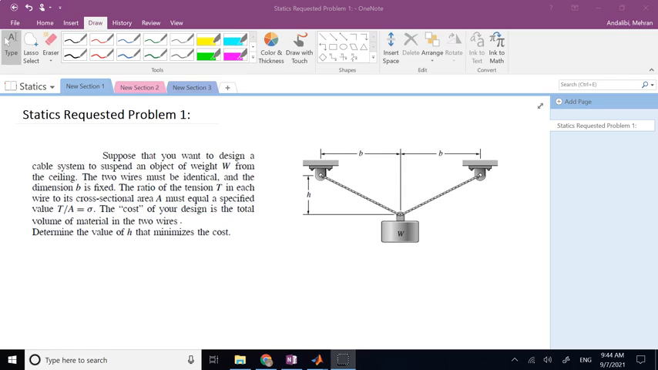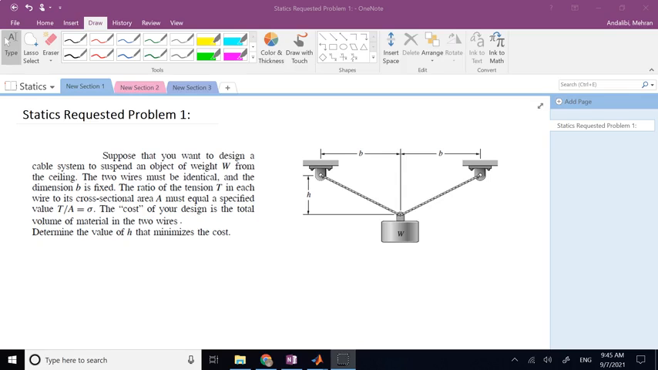In this video and the next couple of videos, I will solve a few problems you have sent me for statics. So let's get to the first problem. Here you are suspending a weight W with two identical cables, where the dimension B is fixed. The span between the two fixed points is 2B, that's fixed. What you can control is H, the vertical suspension. And the goal is to select H such that the cost of the cables is minimum, right?